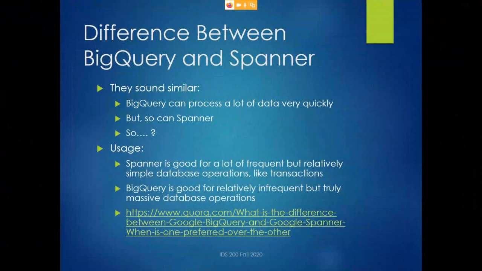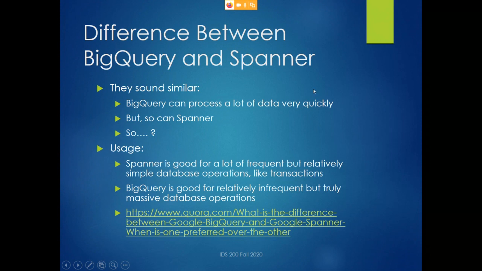Now, key difference between BigQuery and Spanner. Well, they sound similar, right? BigQuery can process a lot of data very quickly, but so can Spanner. So what's the difference? Well, Spanner is for when you require a lot of frequent but fairly simple database operations like transactions, right? There's not a lot of complex higher math involved. There are not these massive tables that have to get processed. The operations are pretty small and simple.